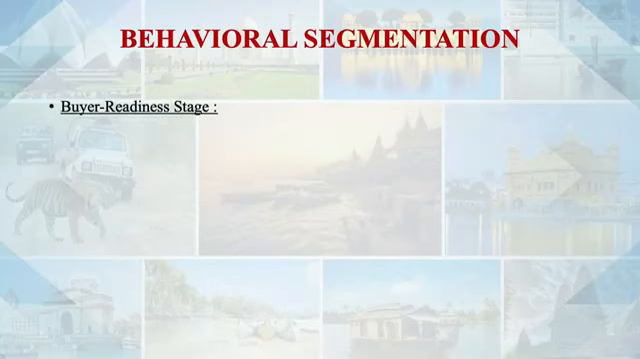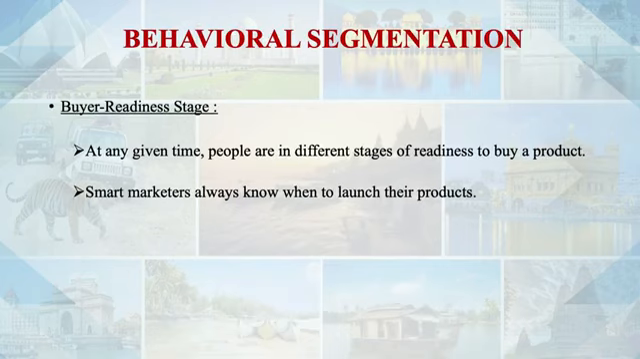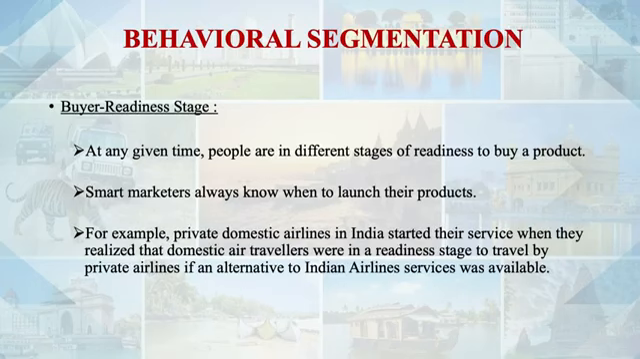Then we have the buyer readiness stage, which is one of the behavioral segmentation criteria. At any given time, people are in different stages of readiness to buy a product. Smart marketers always know when to launch their product. For example, private domestic airlines in India started their service when they realized that domestic air travelers were in a readiness stage to travel by private airlines if an alternative to the then Indian Airlines service was available.